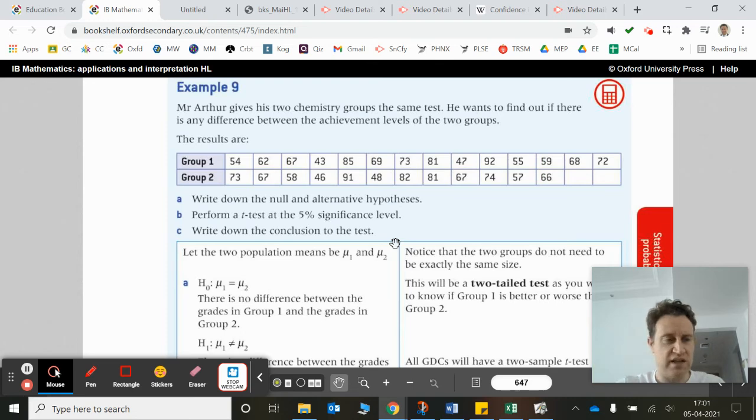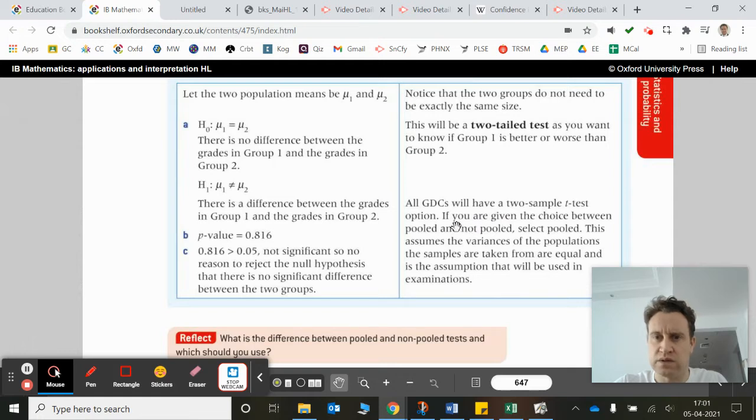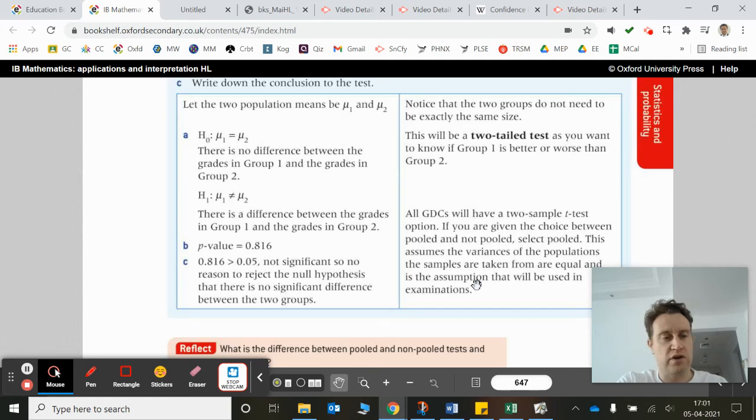And this is important. It says, do you pool the data in terms of the variances? Do you assume that both of the groups have the same variances? If you are given the choice between pooled and not pooled, select pooled. This assumes that the variances of the populations the samples are taken from are equal, and is the assumption that will be used in the examinations. So you have to go with pooled. So for you, you're going to say yes to pooled. So you need to change that in your calculator. So yes to pooled. Results in column C.